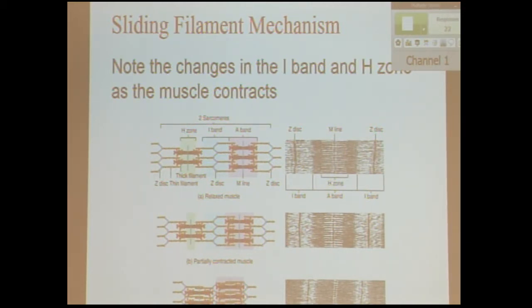Yeah, so when it's contracted, if you look at this, the myosin and actin are basically completely overlapped. So in maximally contracted muscle, yes, actin would touch the M, myosin touches the Z, basically.